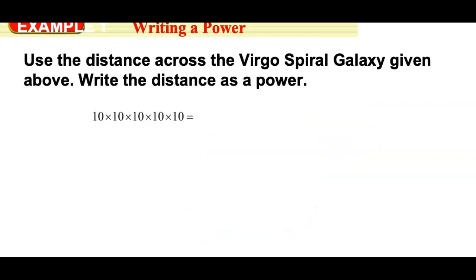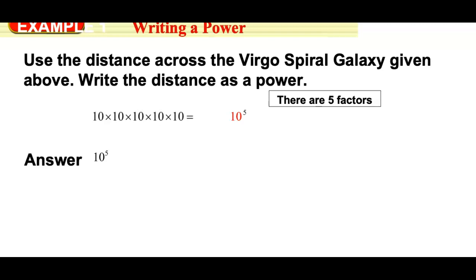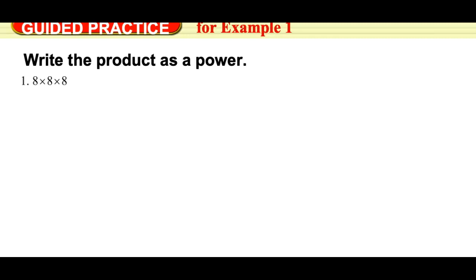So when you're writing a power, such as this one, 10 times 10 times 10 times 10 times 10, it's the same as 10 to the fifth. So 10 being the base, 5 being the exponent, and you're going to multiply that 5 times. So there are 5 factors. So let's look at this example. I have 8 times 8 times 8. I have 8 to the third. And there are 3 factors.